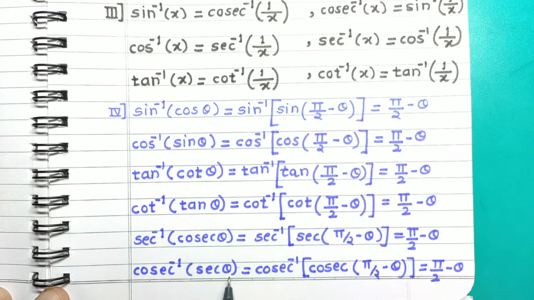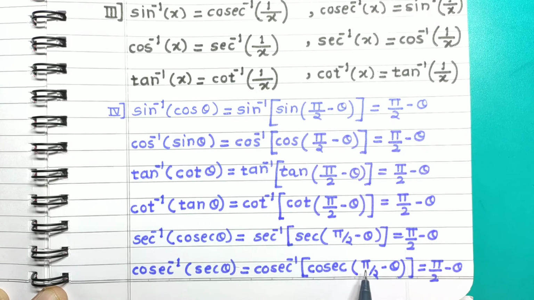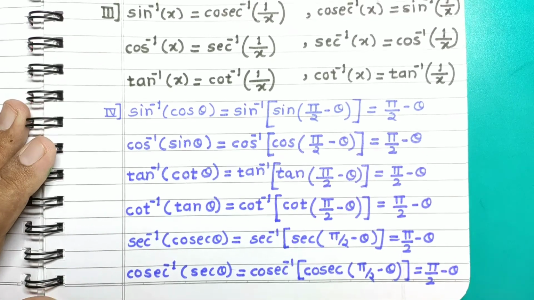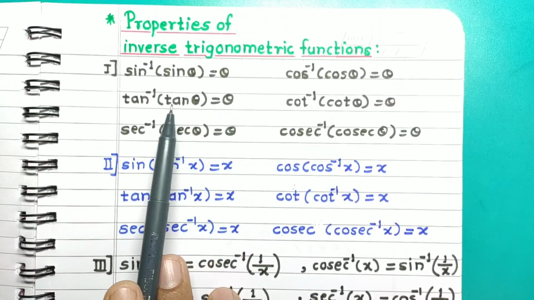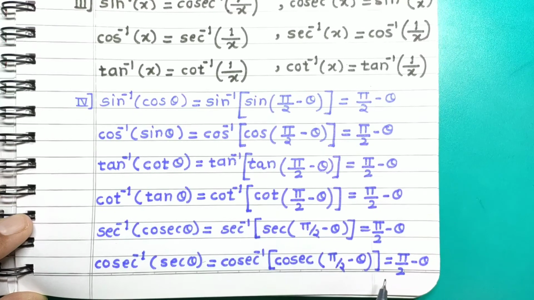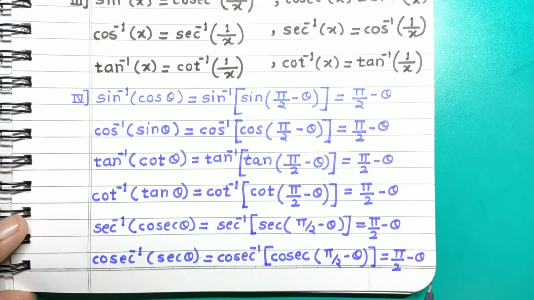Since we can write this sec theta as cosec of pi by 2 minus theta, and using these first properties, we can convert these results to pi by 2 minus theta. Okay.